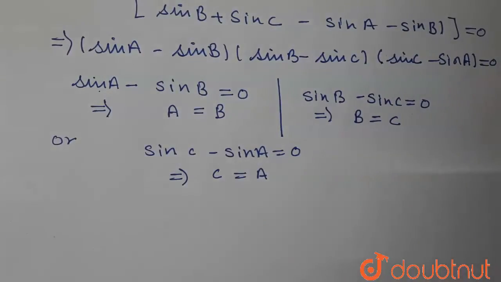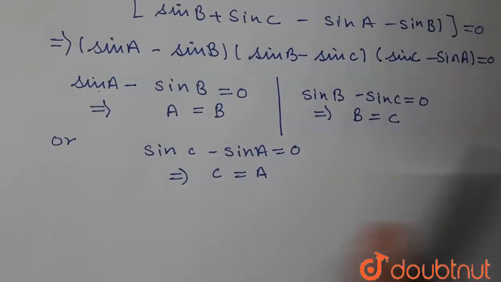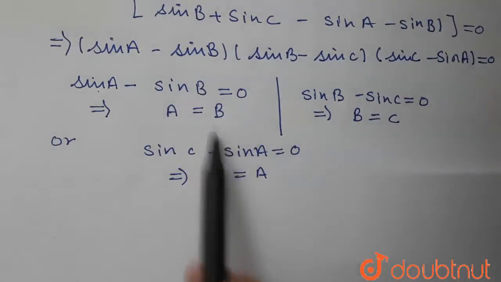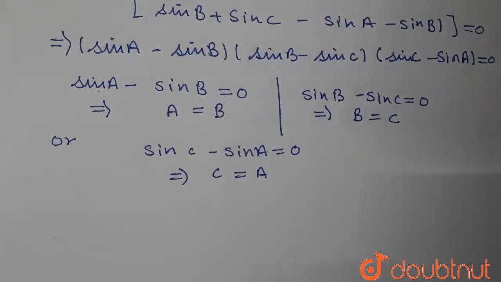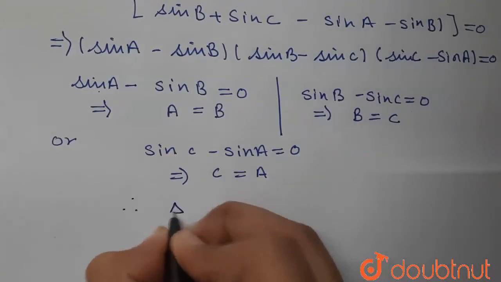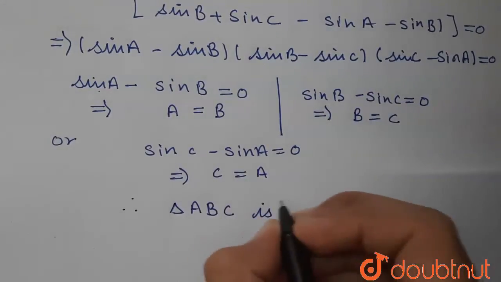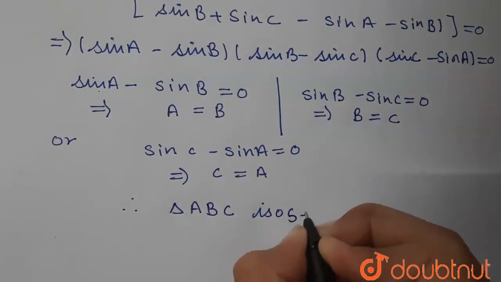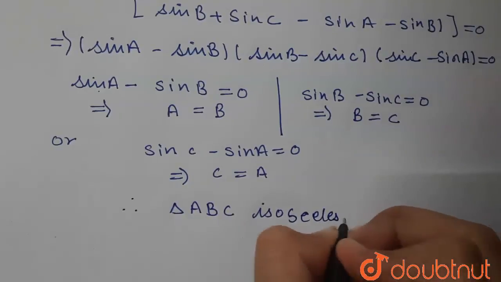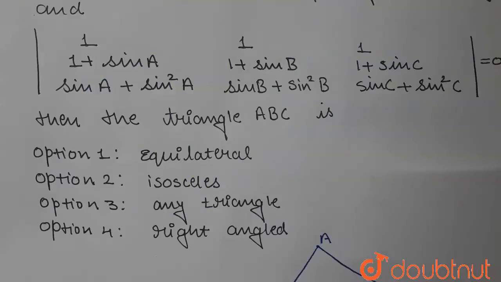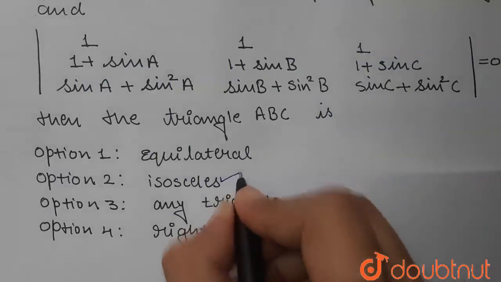And when two angles are equal, obviously their opposite sides would be equal. Okay, so we can say that at least two sides would have been also equal because two angles are coming equal. So it is clear that therefore triangle ABC is nothing but isosceles triangle. Okay, this is isosceles triangle. So let us check the options. So option number 2, isosceles triangle, is the correct answer.